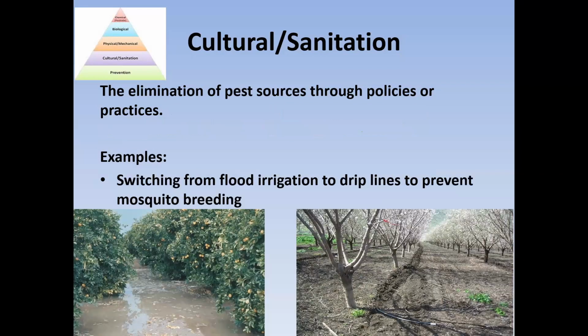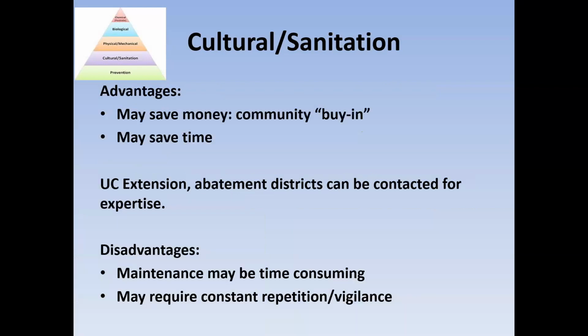So another example is switching from flood irrigation to drip lines. This is a win-win because there won't be flood irrigation, water standing around producing a lot of mosquitoes. It also saves water, much more efficient to drop the water at the base of the trees, exactly where it's needed, rather than flooding the whole orchard. Again, there are the advantages.